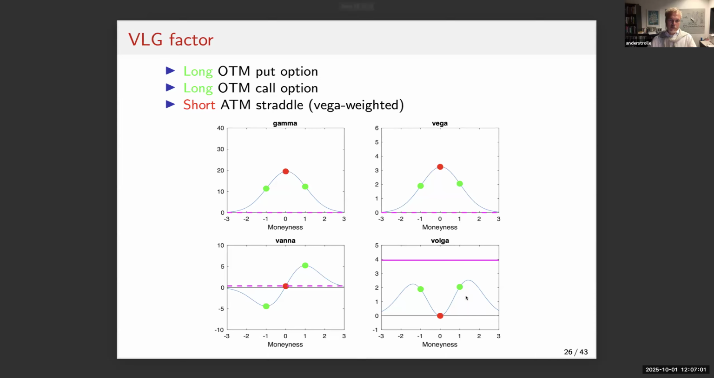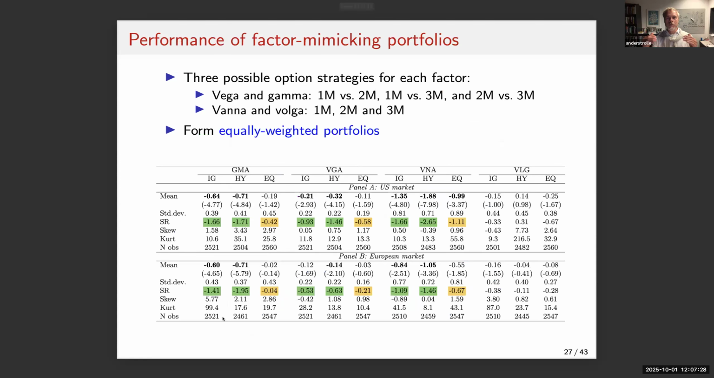If we construct essentially a butterfly strategy where we go long an out-of-the-money put, long an out-of-the-money call, and short an at-the-money straddle, then we obtain a strategy with positive volga. It's vega weighted, so vega is 0 by construction. Gamma and vanna are also effectively 0. So these are going to be our factor mimicking portfolios. And then we basically do again the comparison between credit and equity, but now with the factor mimicking portfolios.